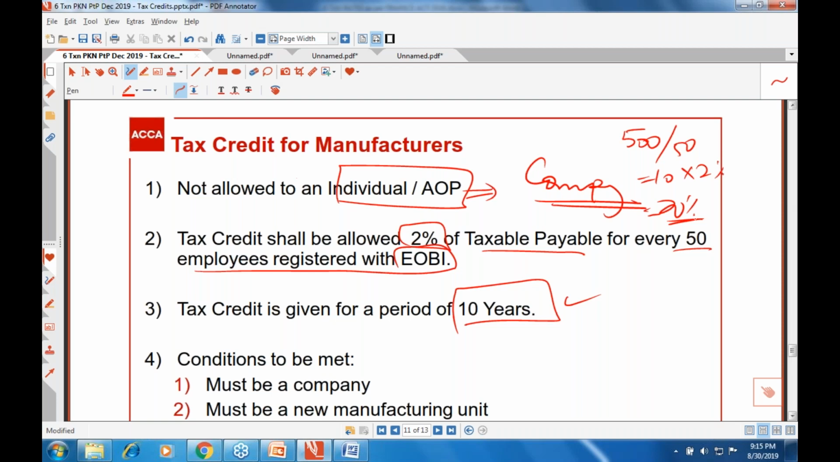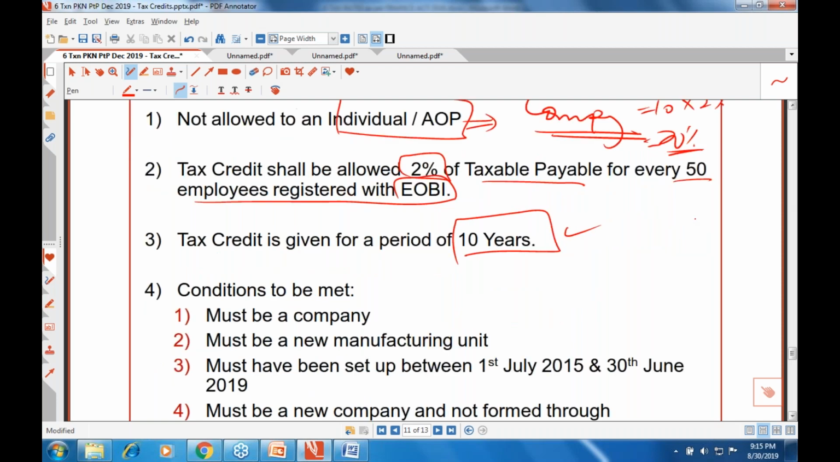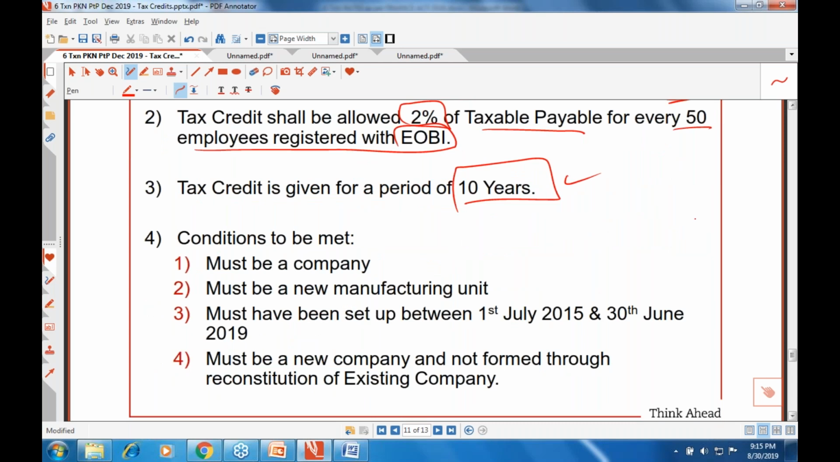Now, if you want to claim this credit for manufacturer, these conditions need to be met. Number one, you have to be a company, must have set up a new manufacturing unit. The time period of setting it up is between this and this period, and must be a new company and not formed through reconstitution of an existing company. Because at times, a few companies break their segments and then a segment is converted to a new company.